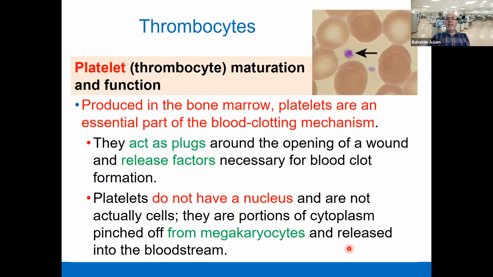Platelets do not have a nucleus, as we see here, a small structure. They are not actual cells. They are a portion of the cytoplasm pinched off from the megakaryocytes in the bone marrow and then released into the blood circulation. I showed you before, these are not actual cells.